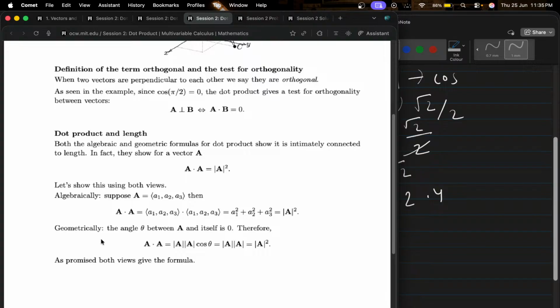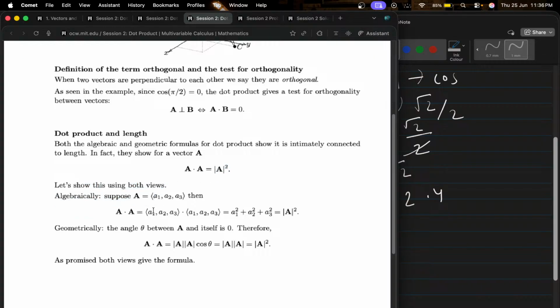Okay, dot product and length. Both algebraic and geometric forms for dot product show it is intimately connected to length. In fact, they show for a vector A, magnitude of the whole thing, so magnitude squared, magnitude of the whole thing.